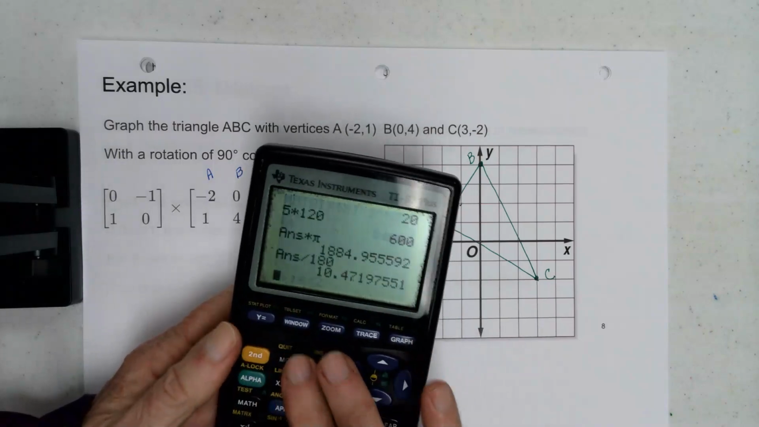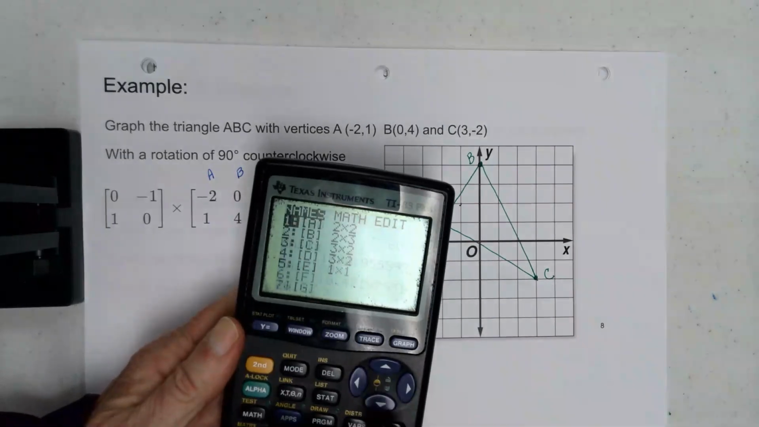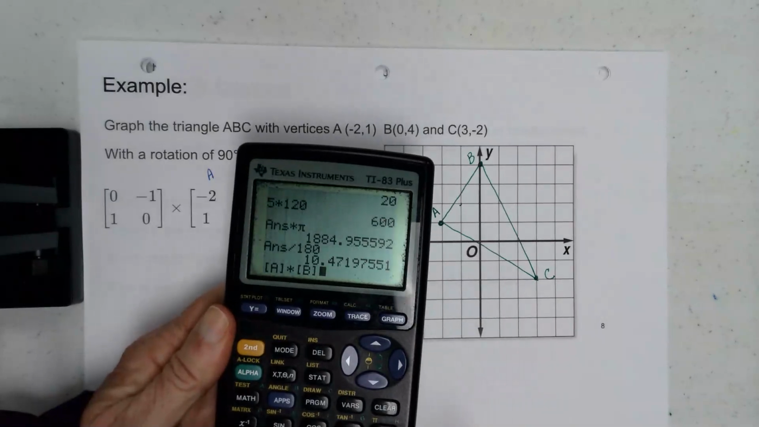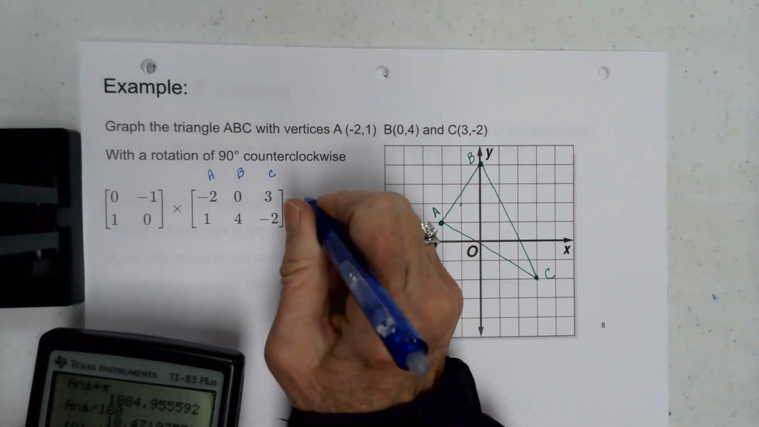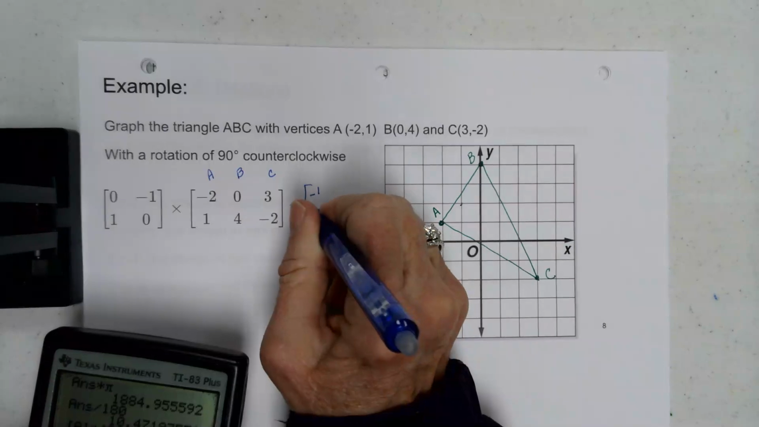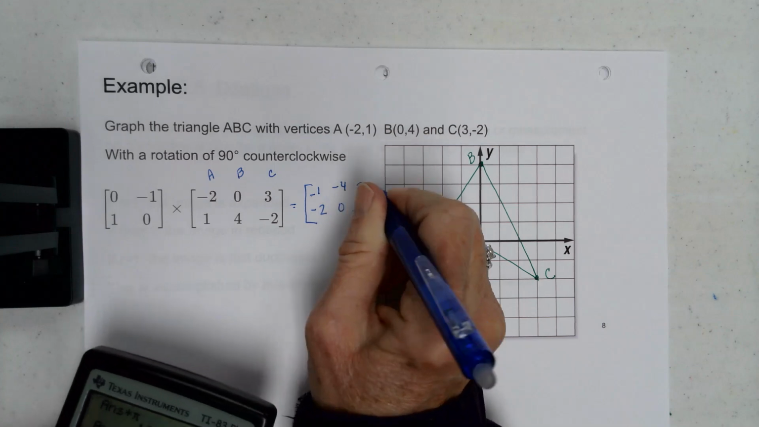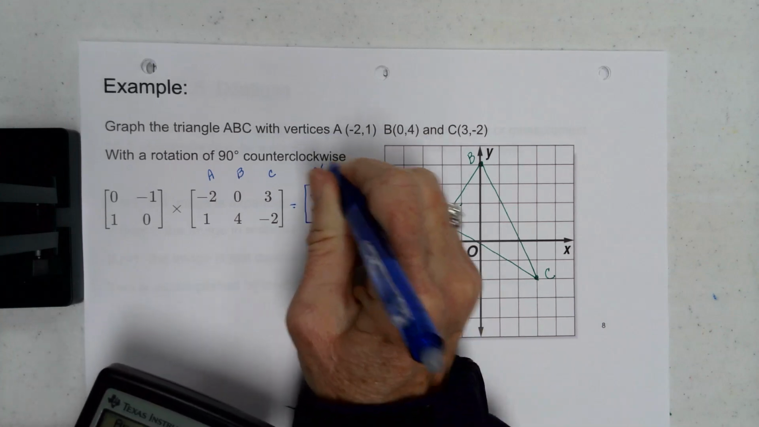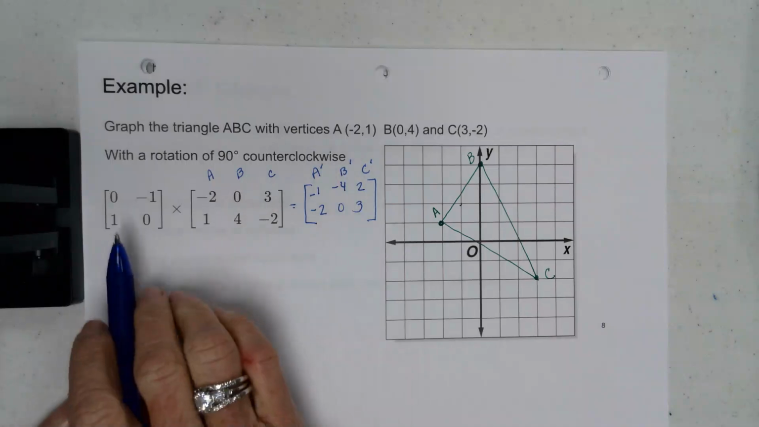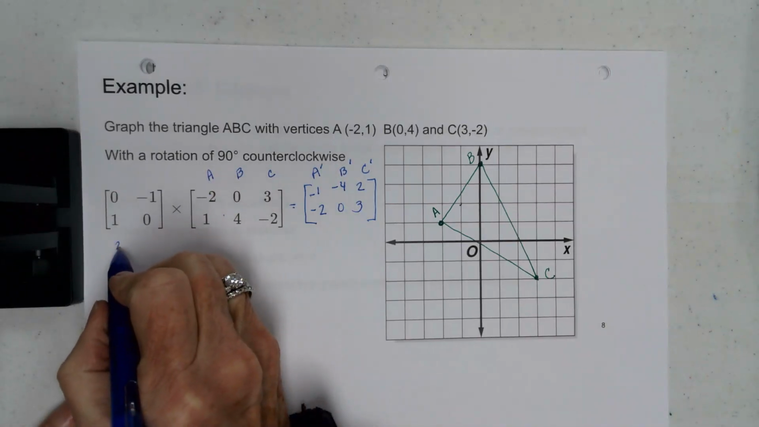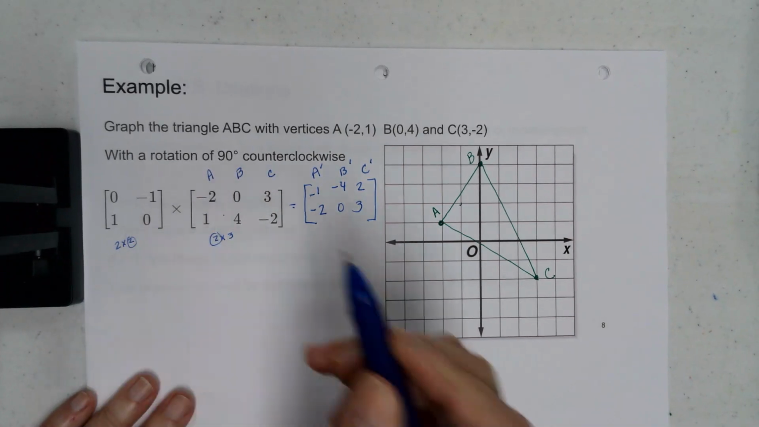Now, then I'm going to get out and I'm going to select matrix A times matrix B, and it has to be in that order, okay? And I'll press enter, and this is what I'm going to get as a result. I'm going to get -1, -2, -4, 0, and 2, 3. So this is A prime, B prime, and C prime. Now it has to be this times this, because remember this is a 2 by 2 and this is a 2 by 3, and the middle terms have to match.